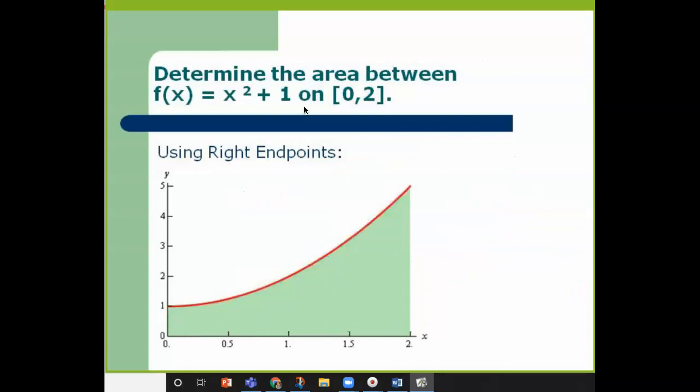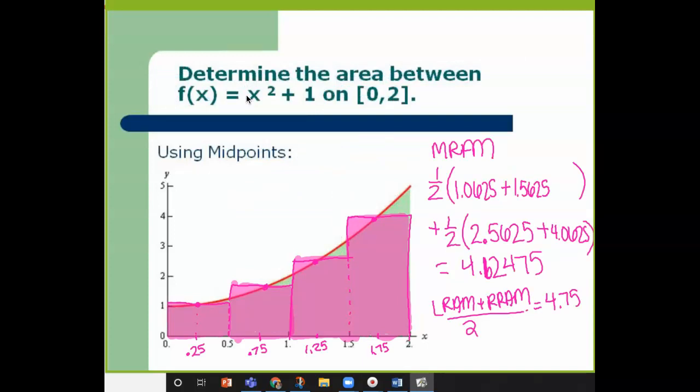So let's keep going. Using a midpoint, or MRAM, this one's probably the most tricky because now I have to find all new height values, and I find each of those height values at the midpoint of each of my widths. So the width is 0.5, the midpoint is 0.25. The midpoint of 0.5 and 1 is 0.75, so on and so forth.